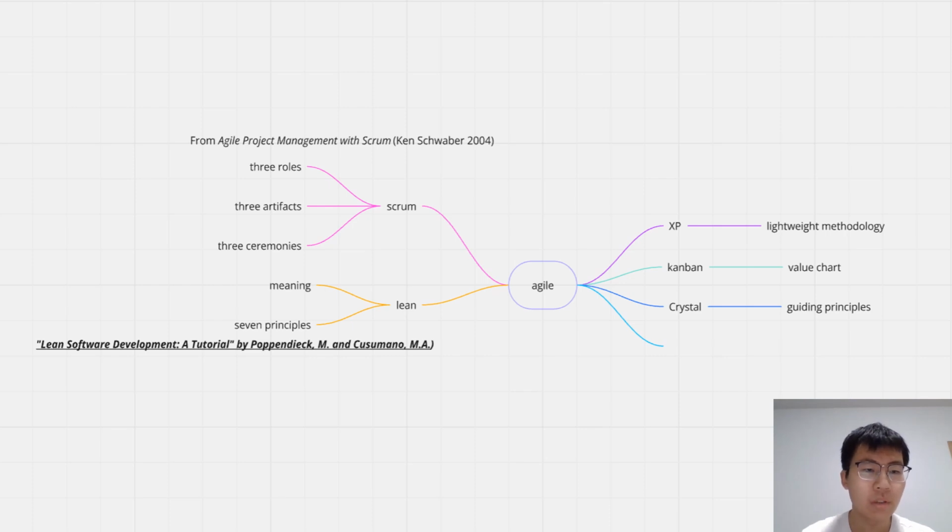Scrum Master, a servant leader to the team responsible for protecting the team and the process, running the meetings. And the team members: developers, testers, writers, and anyone else that helps in building. There are also three artifacts.